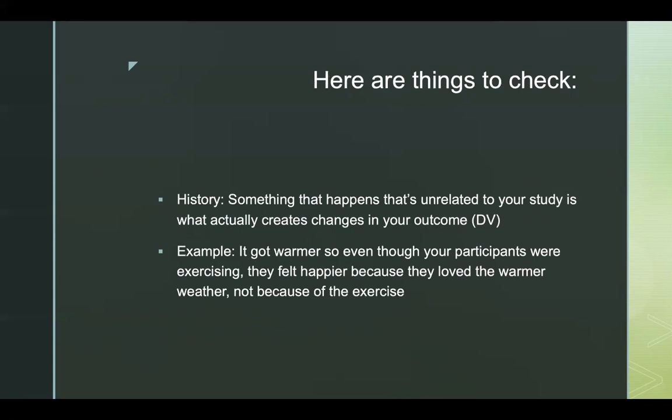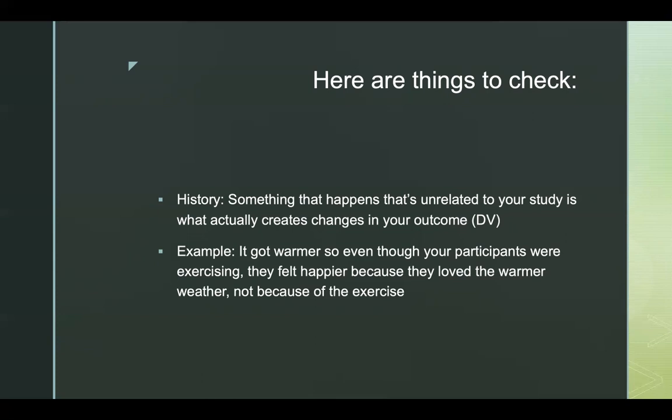There are a whole list of other things to check. These are all different internal validity problems. So the problem of history. This is where something happens that's unrelated to your study, but that's what actually creates the change in your outcome. And so, thinking about the previous example where it got warmer, and that's why you had air conditioner sales plus drownings, here is an example where history creates the change.